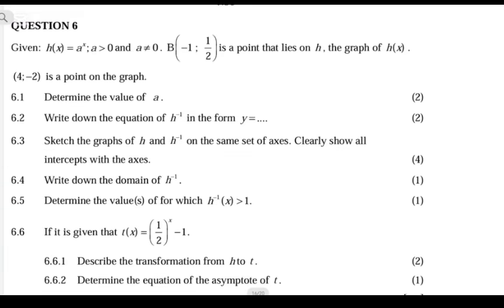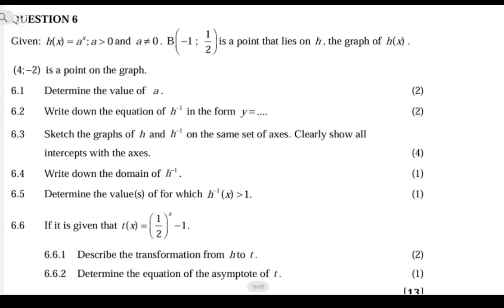Okay, so now we're moving on to question 6. They say, given h of x, which is equal to a to the power x, a is greater than 0 and a cannot be equal to 1. Negative 1 and 1 over 2 is the point that lies on the graph of h of x, which is that one, and then they say 4 and negative 2 is the point on the graph. And then they say the first question, determine the value of a.